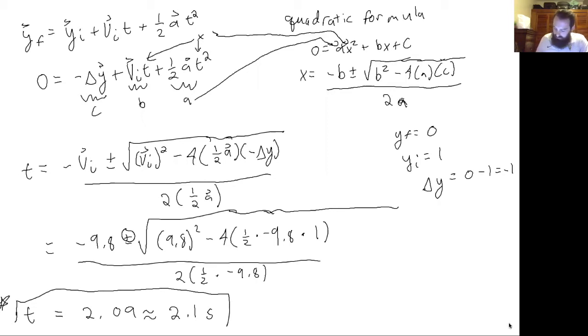But now let's show a different way. So we have the same setup: somebody throwing the ball up in the air at 9.8 meters per second from a height of 1 meter. And now let's say you're not comfortable with the quadratic equation or you forget what it is. Let's see what else we can do. One thing that we can do is to break this picture up into several different pieces.